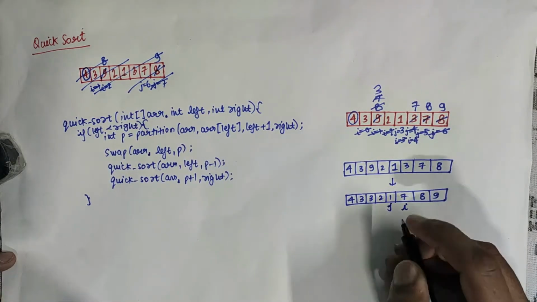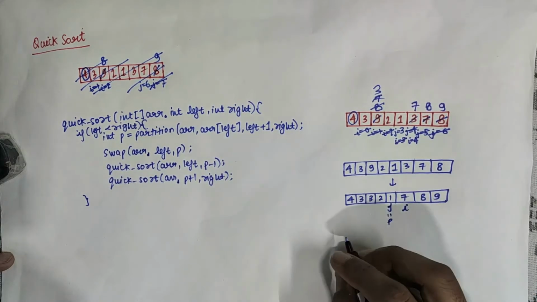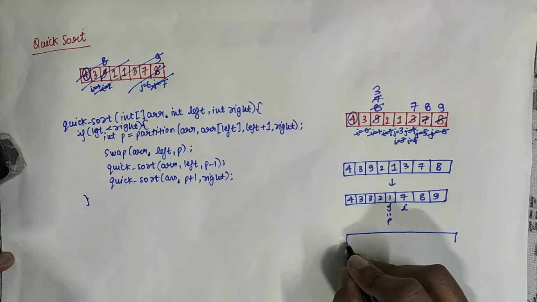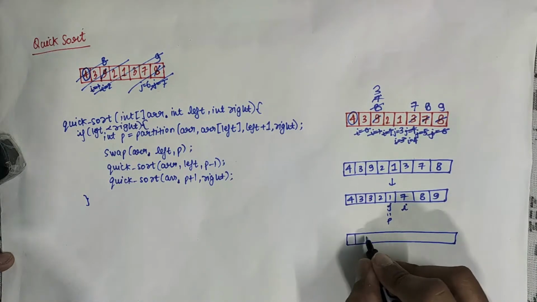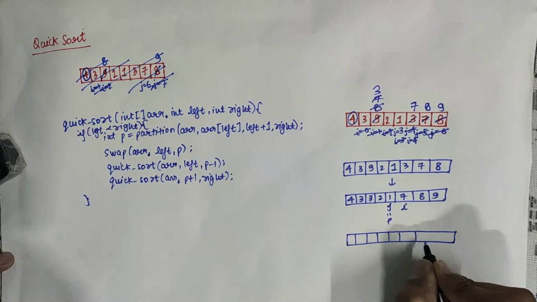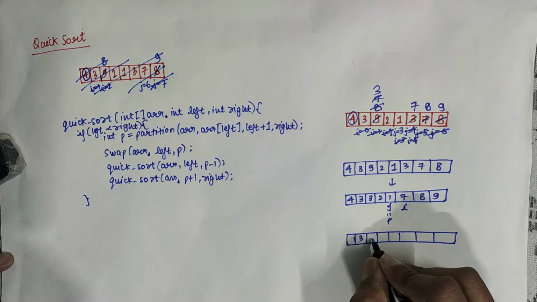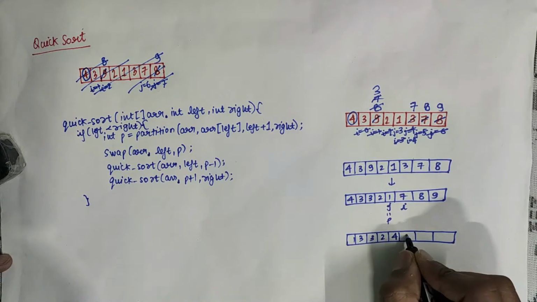So j was returned and j will be made p, and then what we do is we swap the left element and the pth element. So after swapping, this will be our array. 1 will come at this position and 4 will go to the position of p, and then we have 7, 8 and 9.